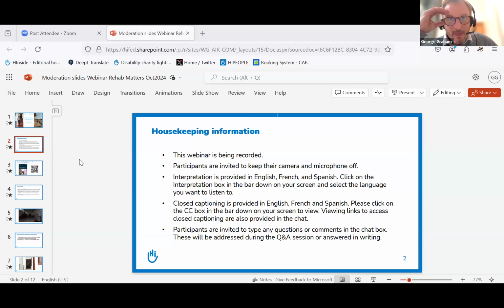Okay, can you see the slide with housekeeping information? Can somebody say yes, please? Yes. Excellent. Okay, we're going to carry on. As you can see, I'm sharing my screen in the full version, not in slideshow mode, because I'm having technical challenges. I hope this is okay, and I hope it is visible.